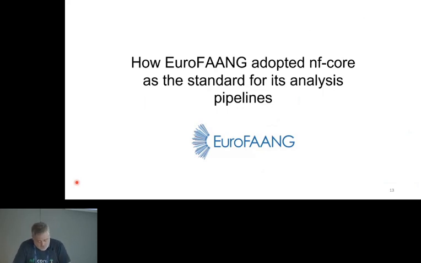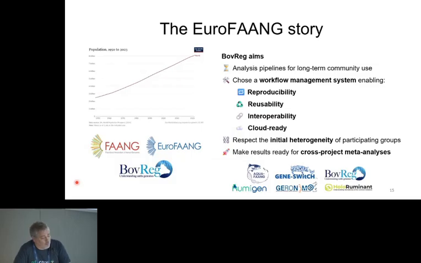So I was part of Eurofund, and I will explain now how Eurofund adopted NF Core as the standard for its analysis pipelines. This plot here is just to show you that in 2050, the world population will reach 9.2 billion persons. And of course, we have to find ways to feed them. And this will only be possible if we find technical ways of doing this, to increase production, and with genomics.